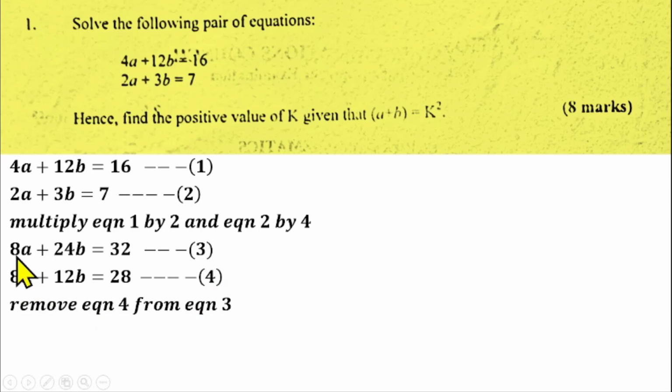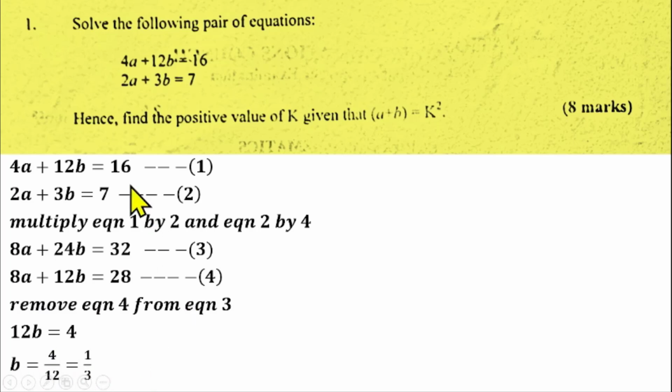So we have 8a minus 8a, that will give us 0. Then 24b minus 12b, that will give us 12b. So 12b, and 32 minus 28 will give us 4. From there we can divide both sides by 12 to get our b. So b will be equal to 4 over 12, and that will give us 1 over 3. So the value of our b is 1 over 3.